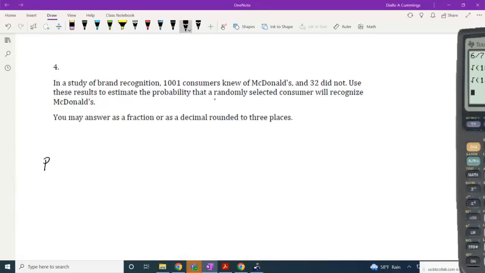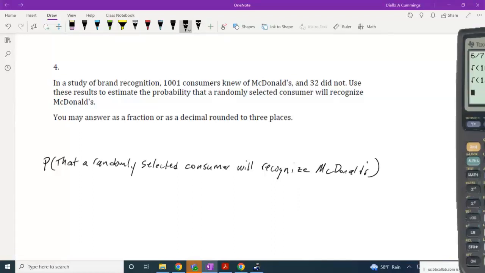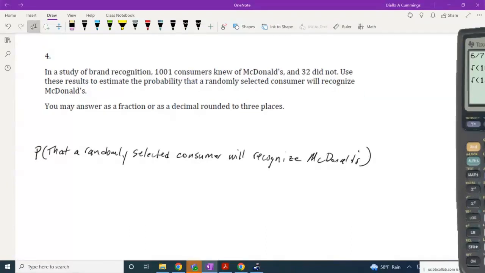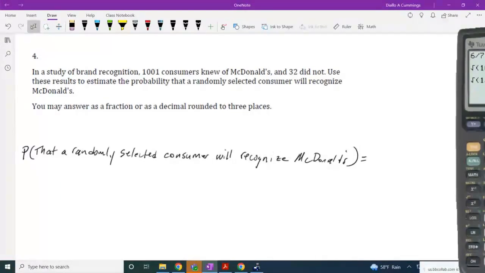So we want to find the probability that a randomly selected consumer will recognize McDonald's. I'm just writing this out in a probability format. So what's that probability? If you think about the classical approach to probability, or even thinking about a fraction, the first thing I would fill out is the denominator. In this case, the denominator would be the total of consumers.